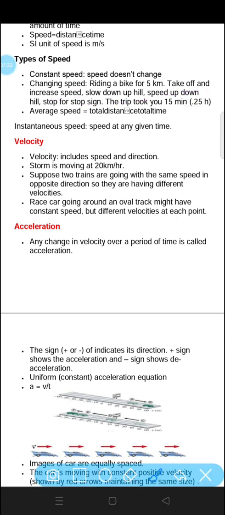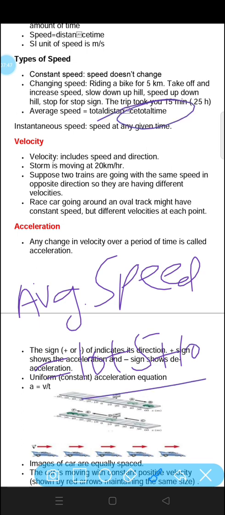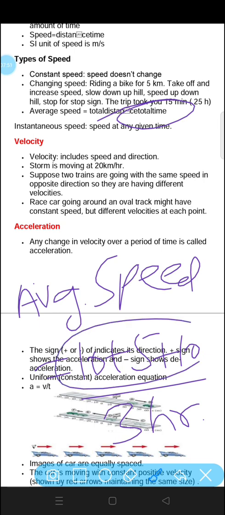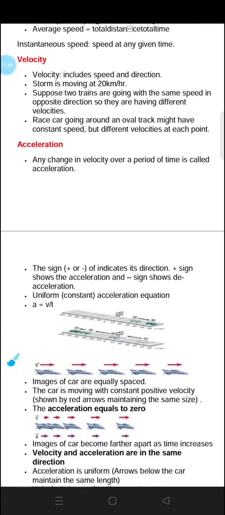Average speed: in this case, we will calculate average speed. Average speed is equal to total distance divided by total time. How much total distance was traveled by the train? 10, 5, 10 plus. And how much was the total time? That means 3 hours. It has traveled this distance in 3 hours. That means it is the average speed of the given object.